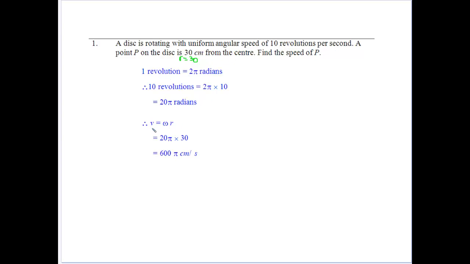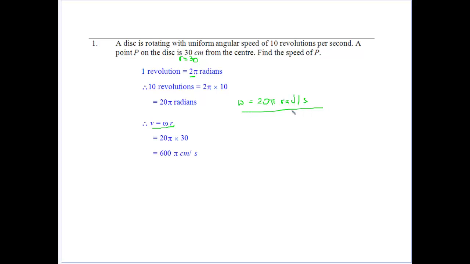Now, if we want to work with the velocity v equals omega times r, we know omega has to be in radians, so radians per second. We've got 10 revolutions per second, which means that in one revolution it goes 2 pi radians. So 10 revolutions would be 2 pi times 10, which gives us 20 pi radians in 10 revolutions. So our angular velocity would be 20 pi radians per second.